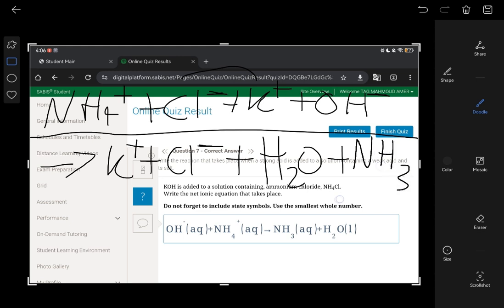Ammonia is usually a gas. Here it's aqueous, but the reason it doesn't split up is because it's its own compound. It's like asking why don't O and H split up? Because it's its own compound. Now what can cancel out? K, Cl. So all you have left is NH4 plus and OH minus, which gives you these two.